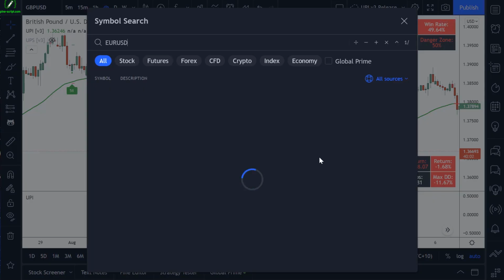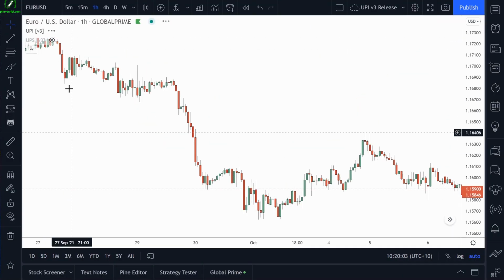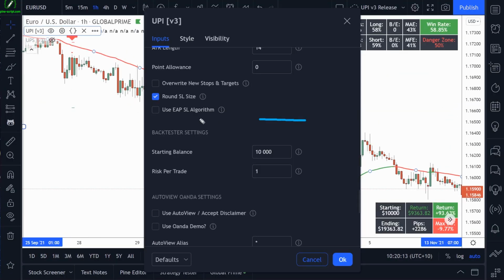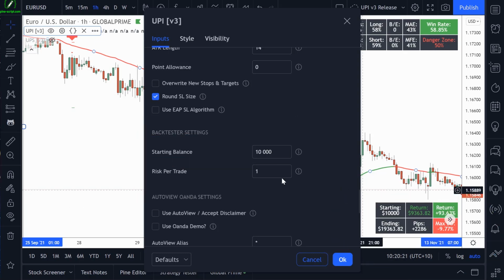So let's go back to Euro Dollar and I'll go over the final settings here in the ultimate pullback indicator. So I went over this at the start of the video, but here is our Backtester settings. This is where you set your starting balance and your risk per trade for our custom Backtester system down here. So if I wanted to, I could set this to 100. Let's set it to $125,600. Now our starting balance will be this number, and that affects our return dollar amount.